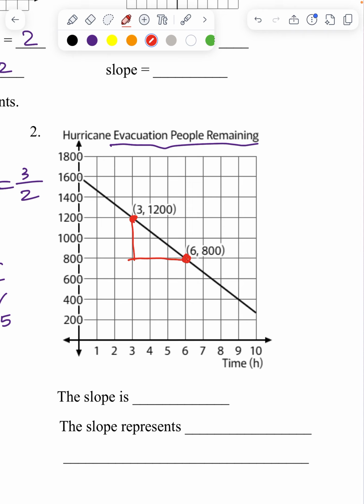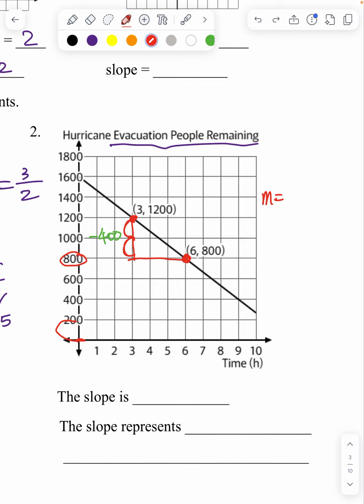So how many? 2 boxes, right? 2 boxes. But what does each box represent? Okay, look here. From 0 goes to 200. So each box represents 200, right? The increment. Every increment from 0 is 200, 400, 600, 800, yeah? So each box represents 200. So 200 and then 400. So it's going down, so this is down, so negative 400. So the slope is, let me write that, negative 400.